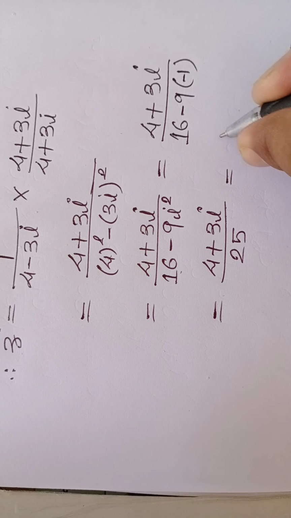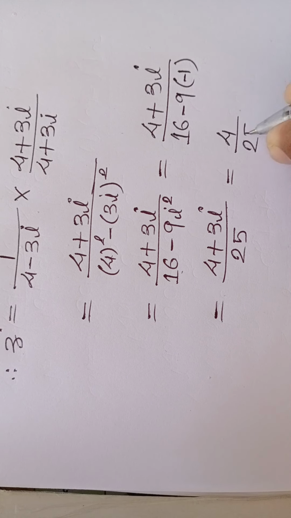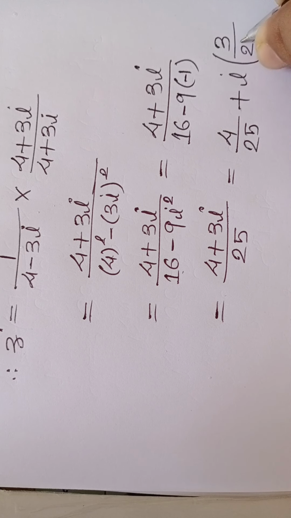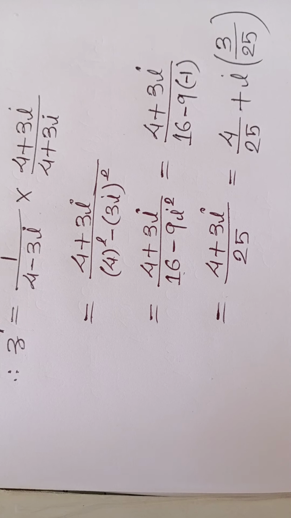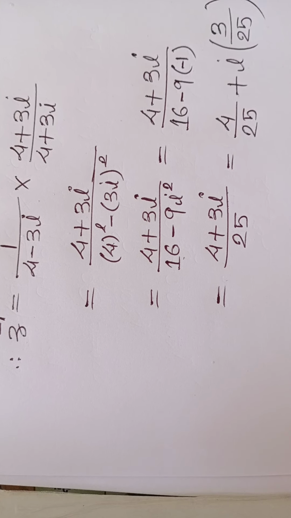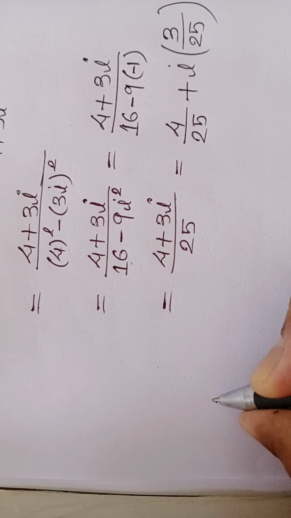And so we may write it as a plus ib. 4 by 25 is the real part. i into 3 by 25 is the imaginary part for this complex number. So this is the way of deriving it, right? Now the next question, question number 12.